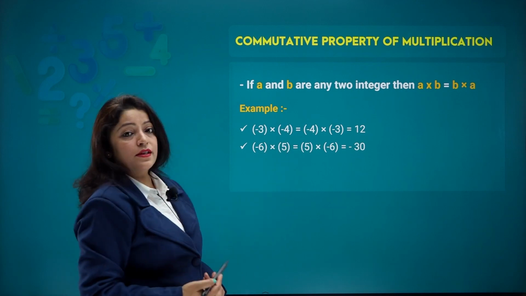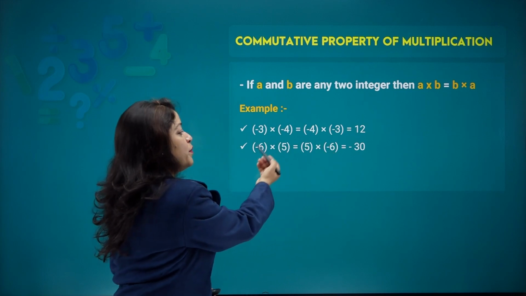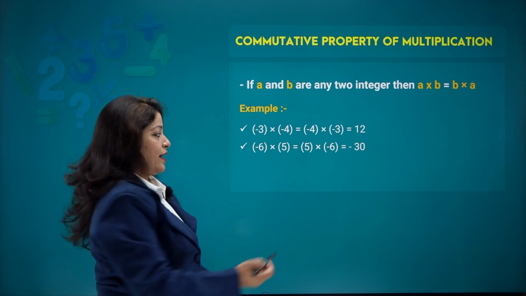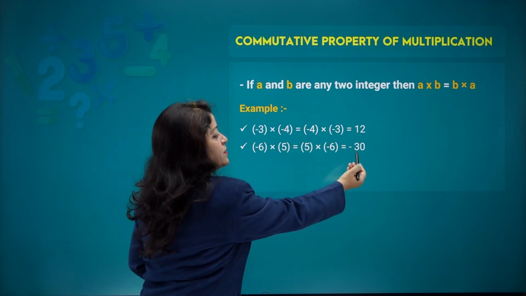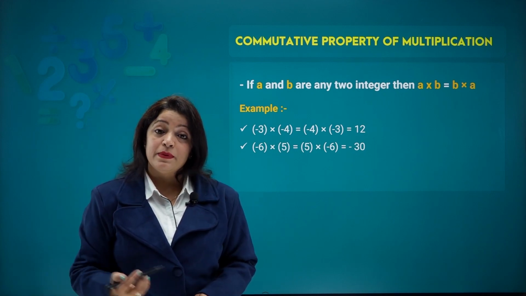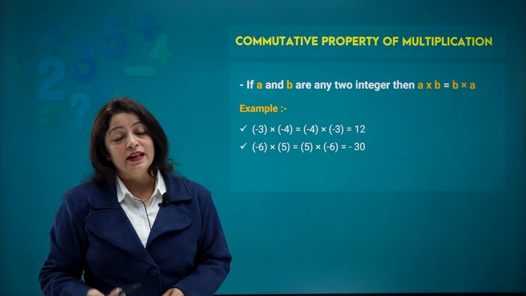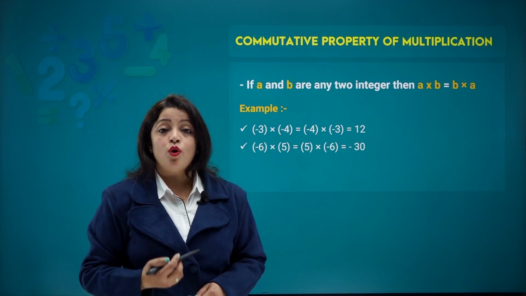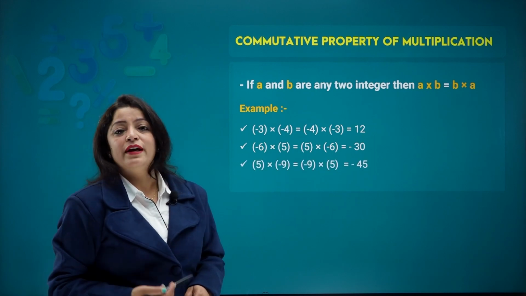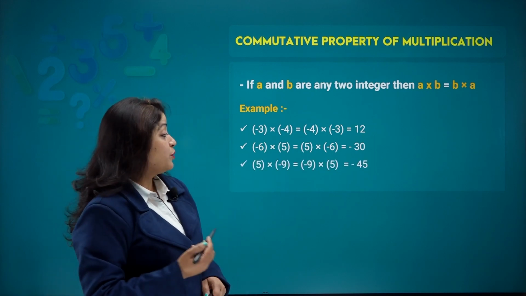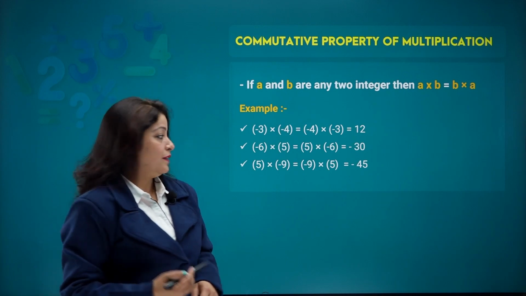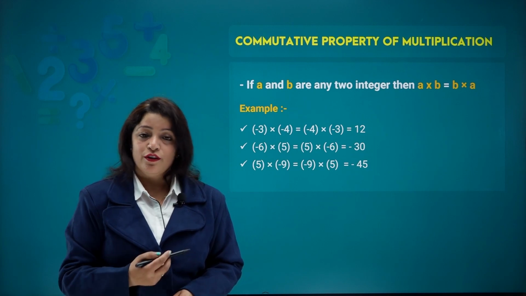Second example, if we take minus 6 times 5, it shows that if I multiply 5 by minus 6 or minus 6 by 5, the result is going to be minus 30. We simply multiply 6 times 5, that is 30, and one is negative and the other is a positive integer. So a negative multiplied by a positive integer, the result will be negative, because here two opposite signs are getting multiplied. One more example we may see, like 5 times minus 9. Either you can write it as minus 9 times 5 also, but the result is going to be the same, that is minus 45.